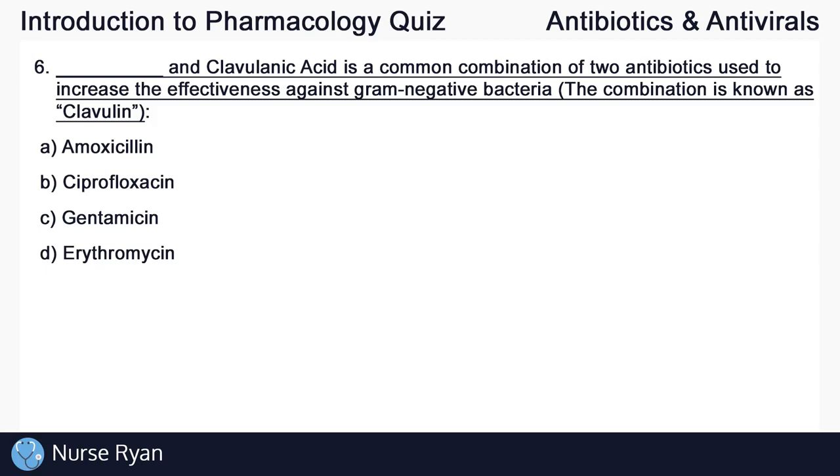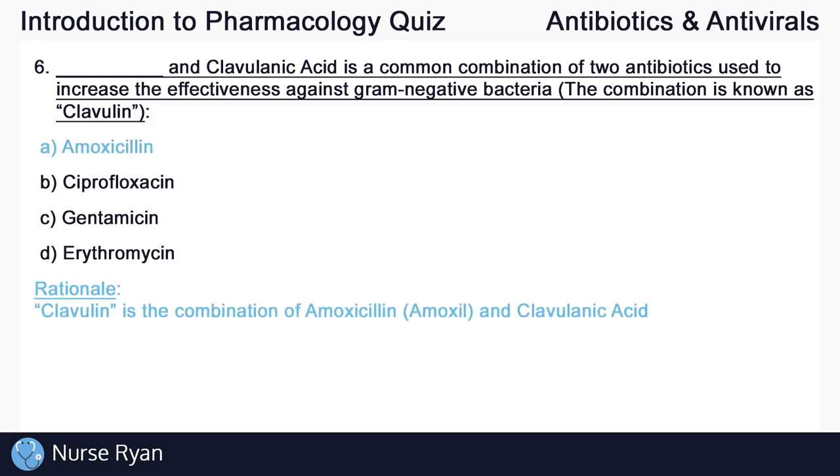Question number six, blank and clavulanic acid is a common combination of two antibiotics used to increase the effectiveness against gram-negative bacteria. The combination is known as clavulin. And the answer here is A, amoxicillin. Clavulin is the common combination of amoxicillin and clavulanic acid. I'll place a link to my video on amoxicillin, which explains more about clavulin.